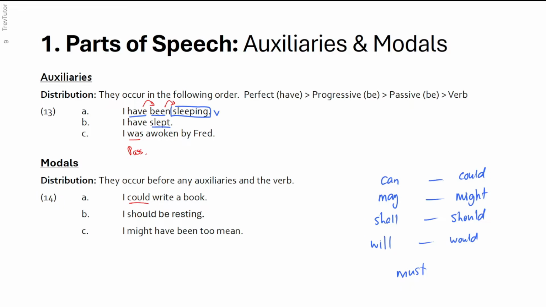So in "I could write a book," we see could appearing before the verb. "I should be resting," so I'll use an underline for the modals. The main verb here is rest. We have another auxiliary be, but we see that the modal is appearing before it. And "I might have been to mean," so been is going to be our main verb, and might is appearing before the auxiliary have here.